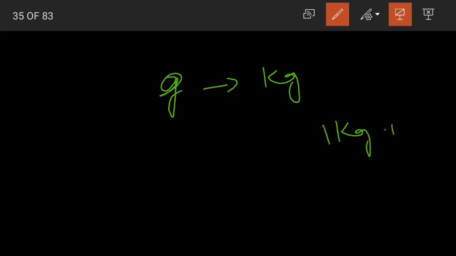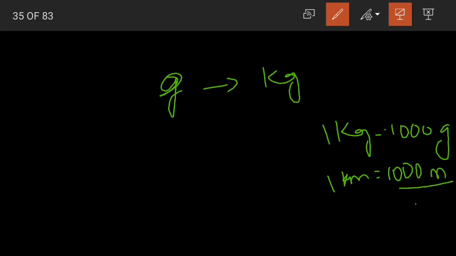Wait a minute, children. Yes, grams into kilograms. Now what is the relationship between grams and kilograms? 1 kilogram is equal to 1000 grams. What is the relationship? See, 1 kilometer is equal to 1000 meters. Yes or no? Yes. So in the same way, 1 kilogram is also equal to 1000 grams. Kilo means 1000.